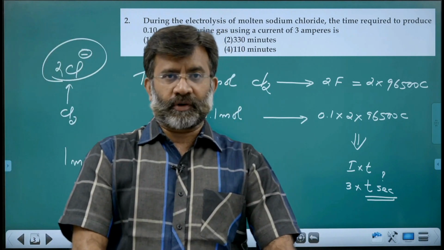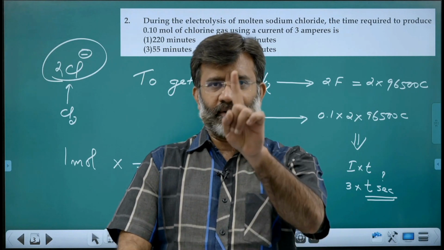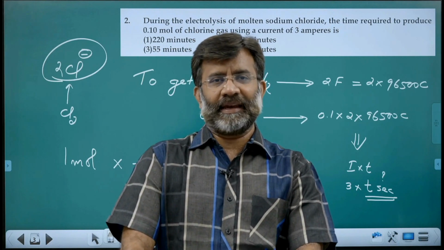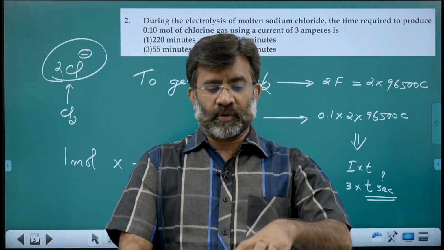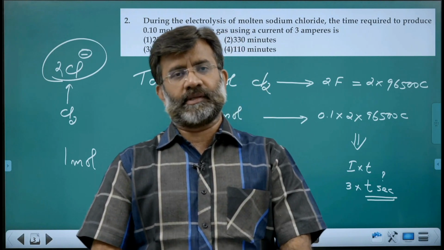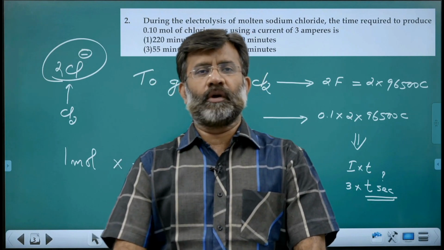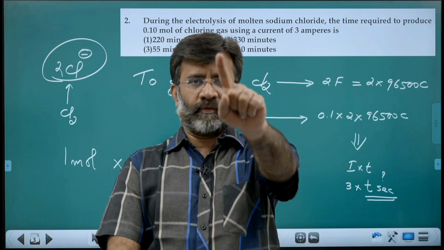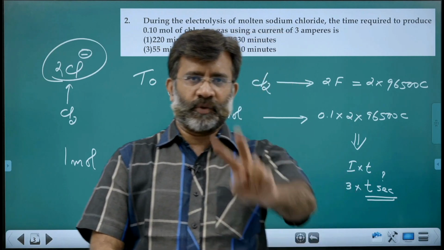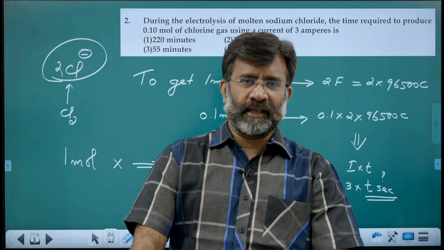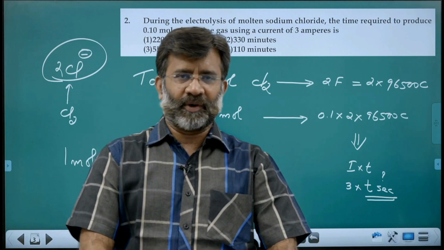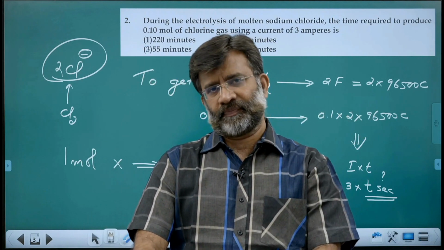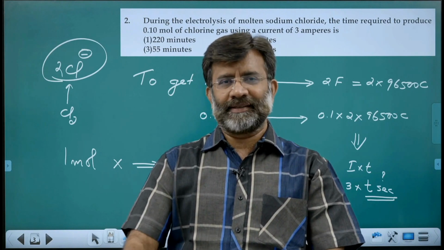N factor for chlorine: 1 chlorine, 1; 2 chlorine, 2. Right? Valency factor. We are talking about chlorine gas. Chlorine gas is Cl2, so 1 mole chlorine, you need 2 Faraday. 1 mole sodium, you need 1 Faraday. 1 mole zinc, you need 2 Faraday. 1 mole calcium, you need 2 Faraday. 1 mole aluminium, you need 3 Faraday. These are all N factors. Once you know that, over.